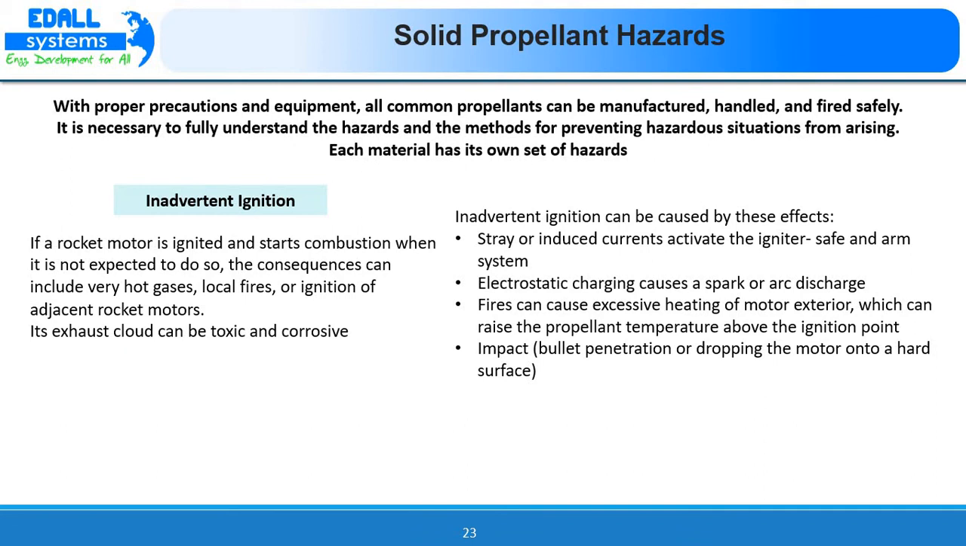The first one is inadvertent ignition. If a rocket motor is ignited and starts combustion when it is not expected to do so, the consequences can include very hot gases, local fires, or ignition of adjacent rocket motors. Also, the exhaust cloud can be toxic and corrosive. So if an ignition happens when it was not expected to, it may cause several hazards.